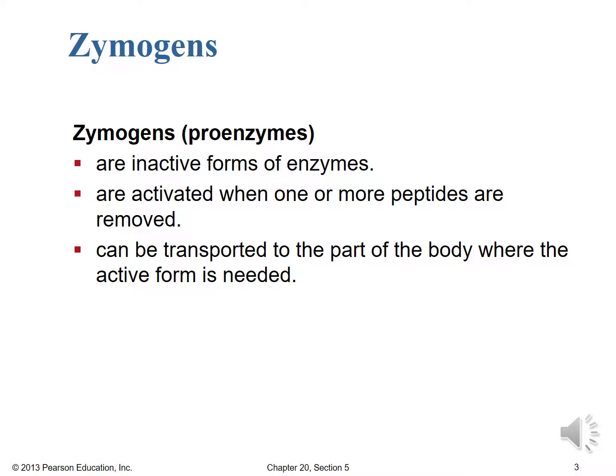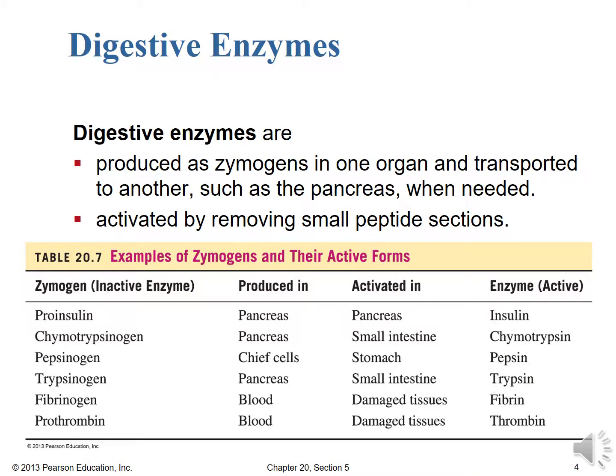So this is very ingenious, the way that life evolved to have this very complex chemistry that is there where you need it and not where you don't. It's amazing, really super stuff. One example of these proenzymes would be the digestive enzymes, right? We don't want them destroying proteins all along the way to that desired activity. So instead, they're produced as zymogens in one organ and then transported to another, like the pancreas, where they are needed. The way you activate these digestive enzymes is by removing small peptide sections.